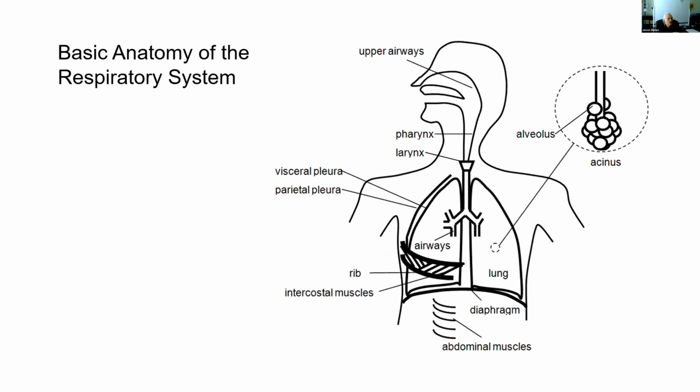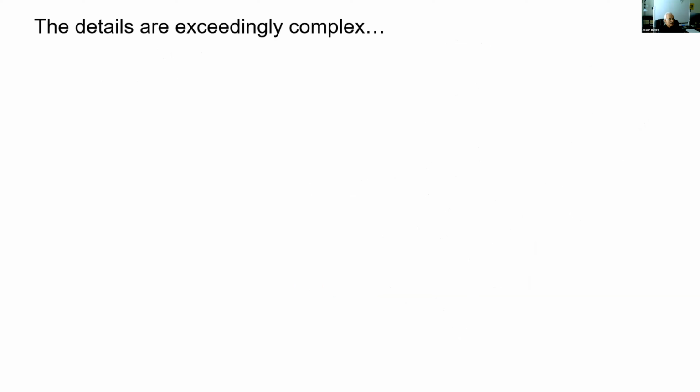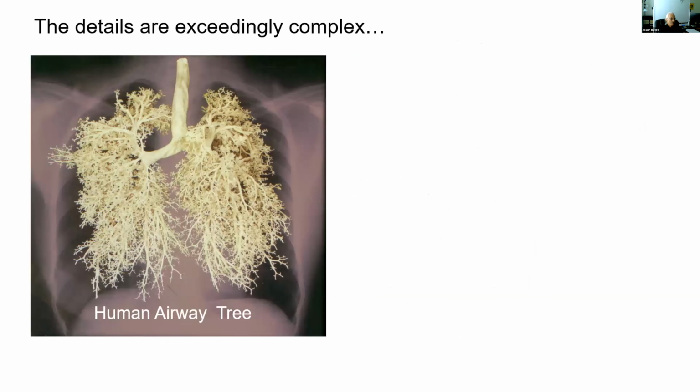Anyway, the basic anatomy of the respiratory system looks a little bit like this. You have the lungs and the chest wall, the diaphragm, and so forth. That's the sort of thing you might see in a textbook. But in its details, it's exceedingly complex.